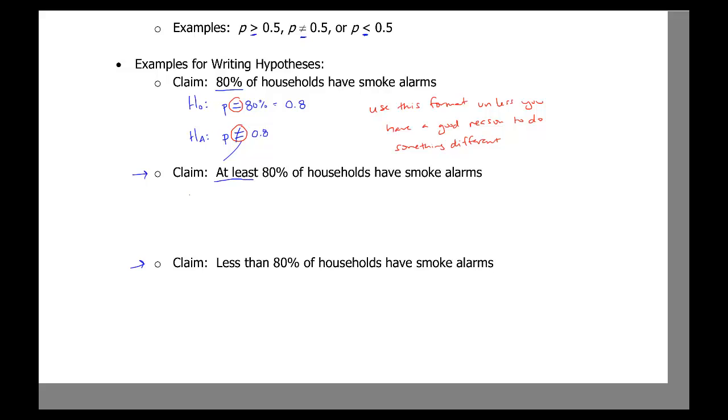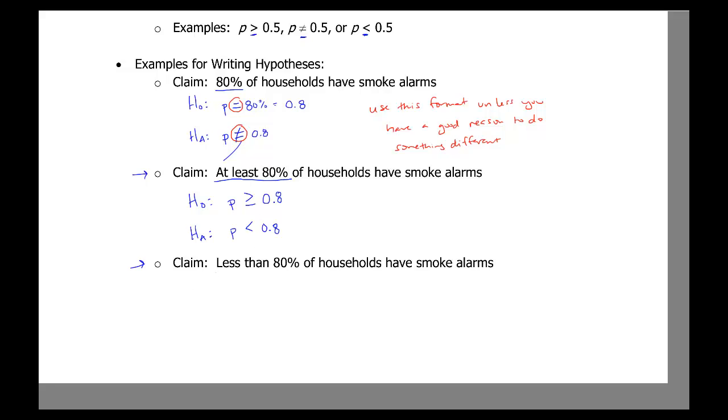So if it says that the claim is at least 80%, that means that in the null hypothesis it's 80% or anything bigger, so P would be greater than or equal to 0.8. So again, now we don't have equals in our null hypothesis, and again, that's something that you should rarely do. The alternative hypothesis has to be the opposite. So that would be anything less than 80%, 0.8.